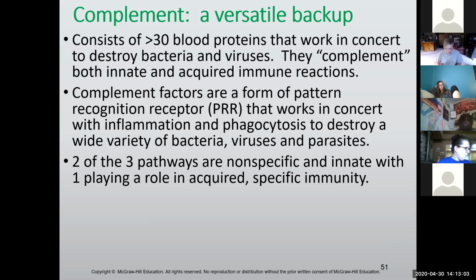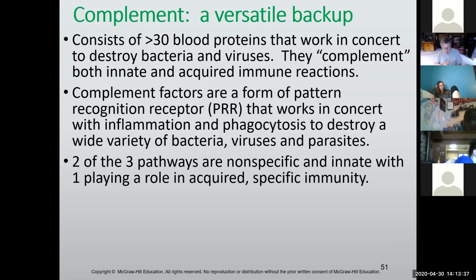I simply want to mention that where it says classical in yellow there, that is working during acquired specific immunity. That's the next chapter. That's targeting a specific pathogen. Those other 2 pathways, the one in orange and in blue, the MB lectin and alternative, are involved in non-specific innate immunity.